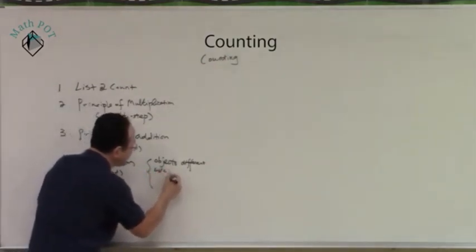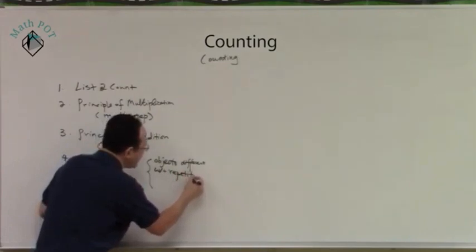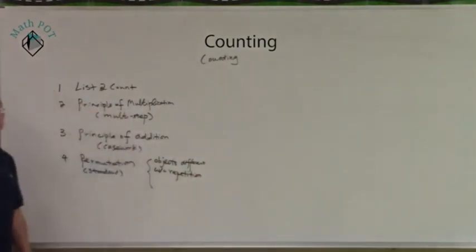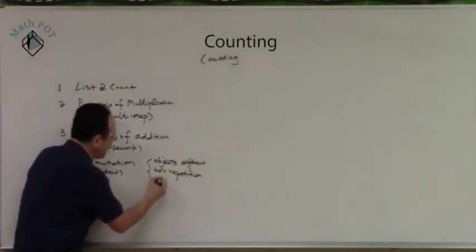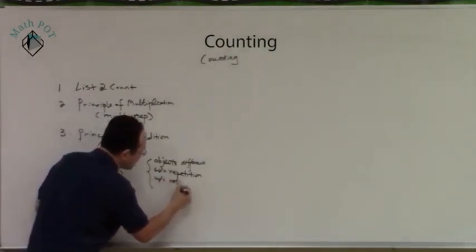The next one is without repetition. Basically, if you select one, you cannot select that one again at the same time. That is very easy to understand. The next one is without restriction. That's what that means.